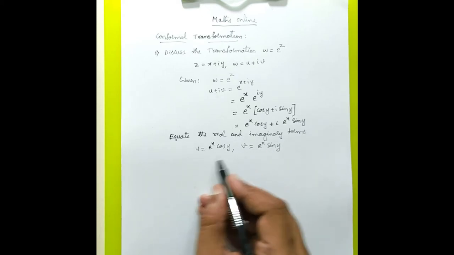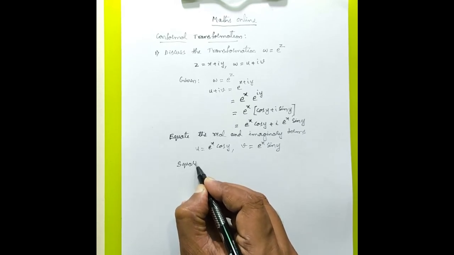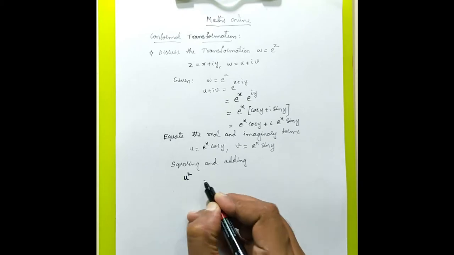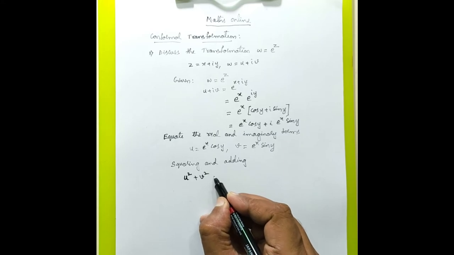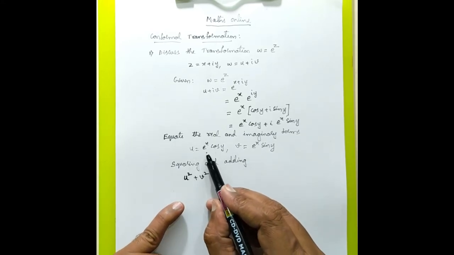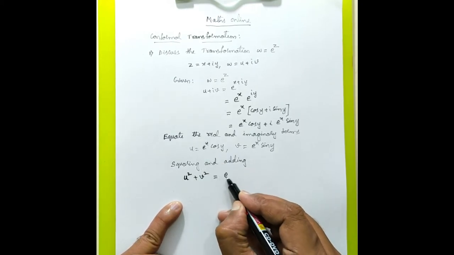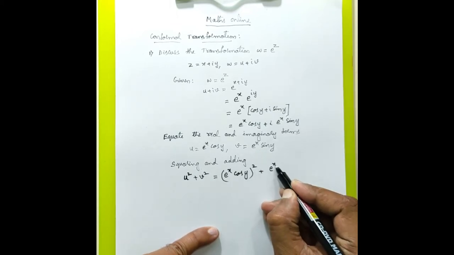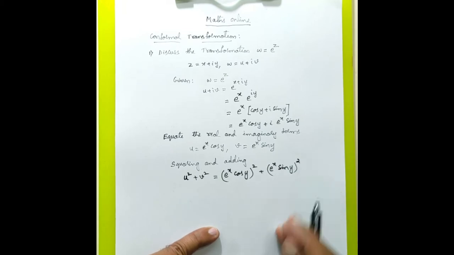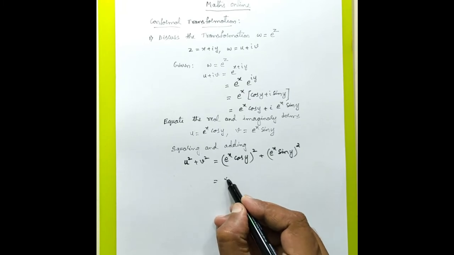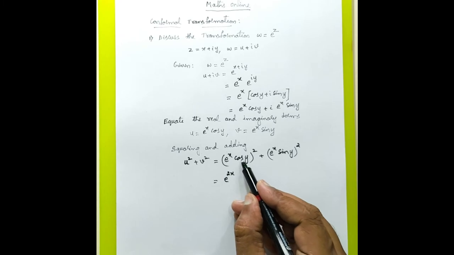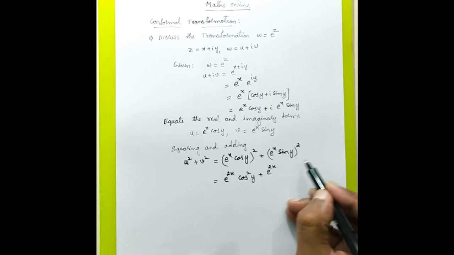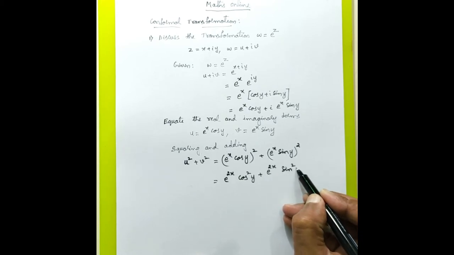For that, I'll just try to square and add these two values. Squaring and adding, we'll be getting u square plus v square equals, so I'm just squaring and adding the left hand side. In the same way, I'll try to square and add the right hand side value. So u value is e power of x into cos y, I need to square that one, plus v value over here is e power of x into sin y, and it is squared. Now further, if you try to simplify this one, this becomes e power of 2x into cos square y plus e power of 2x into sin square y.